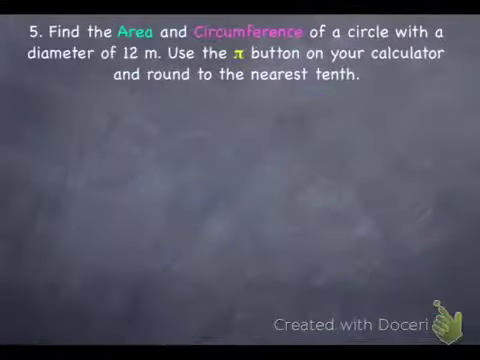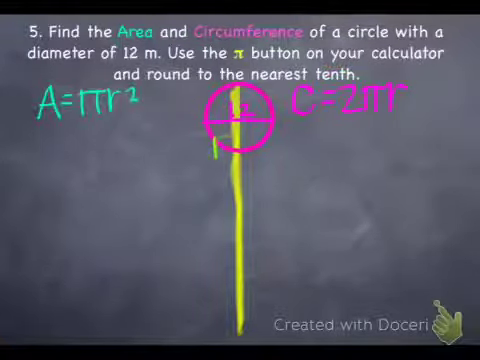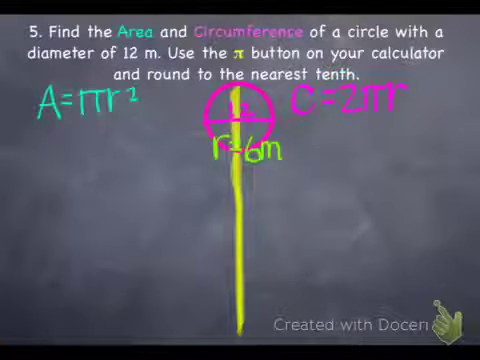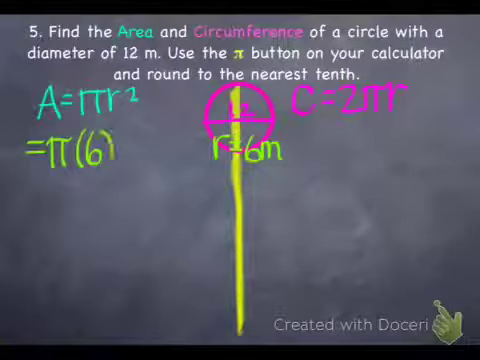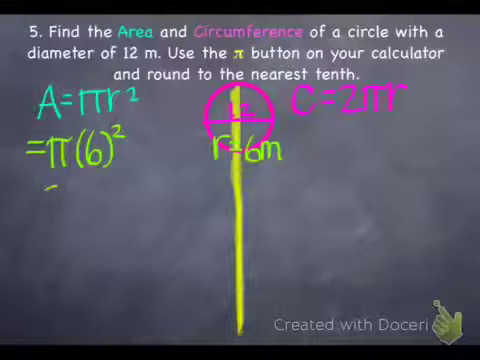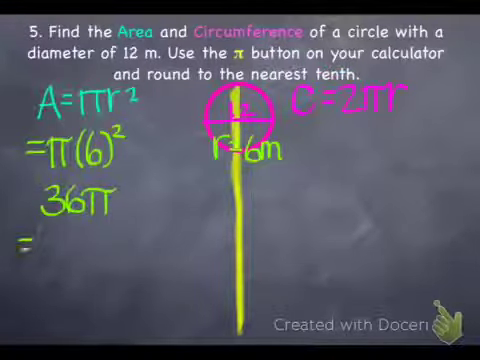Okay, let's do one more like that. I'll get it all set up. Okay, so this one says find the area and circumference of a circle with a diameter of 12 meters. So we've got a diameter, but to use our equations, we need to find our radius. So if d equals 12, radius is going to be 1/2 of that, so our radius is going to be 6. So let's start with area. So we've got pi times radius, which is 6 squared. 6 times 6 is 36, so we get 36 times pi, and go ahead and put that in your calculator.